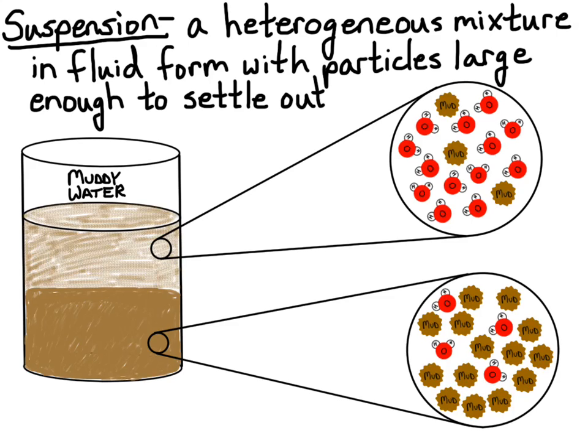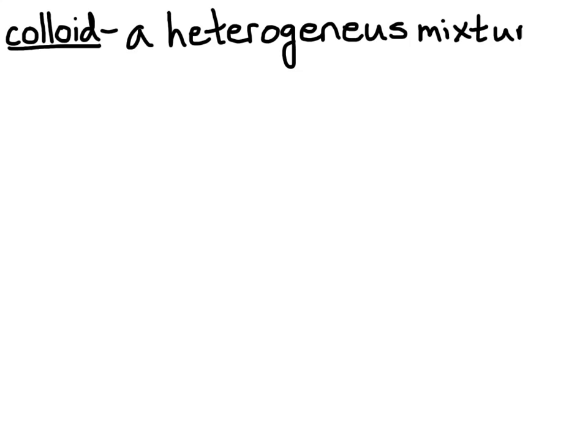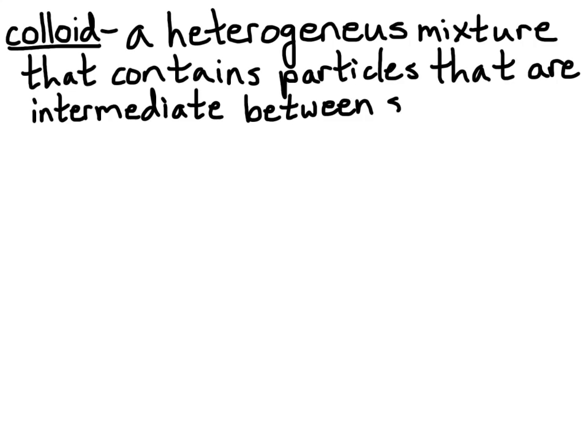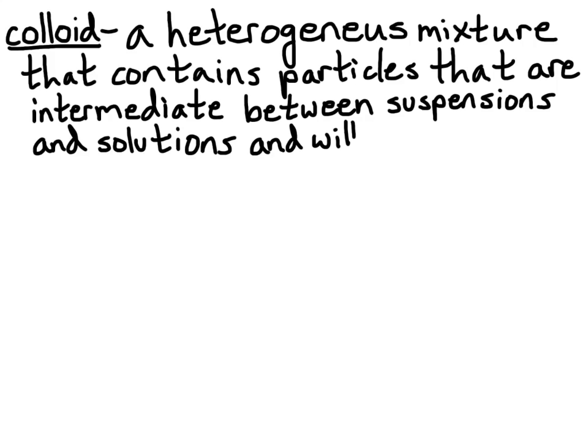All right, so the next type of mixture we'll look at is the colloid. And the colloid is probably the most difficult, I think, to understand of all the mixtures that we'll talk about, because it's sort of an in-between type of mixture. Even by definition, it is technically a heterogeneous mixture that contains particles that are intermediate in size between the particles you find in suspensions and the particles that you find in solutions.